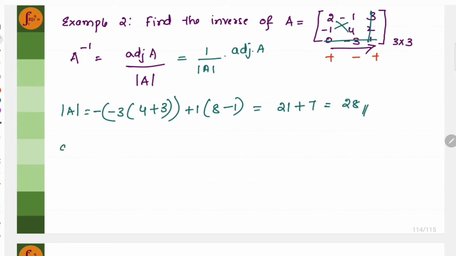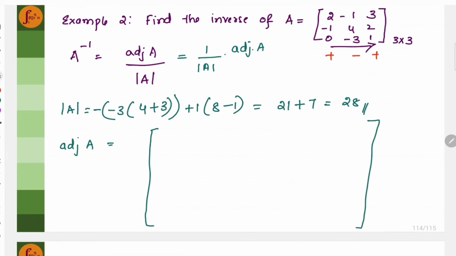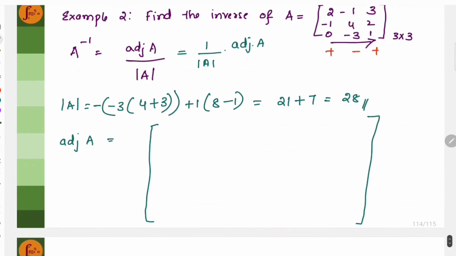Now we'll find the adjoint of matrix A. Now it's a 3 by 3, so we will have to find all the minors. We'll have to go element by element. First of all, signs are very important for cofactors. So you put the signs. First one is plus, minus, plus. Then you have minus, plus, minus, plus, minus, plus. Now let's find the cofactors.